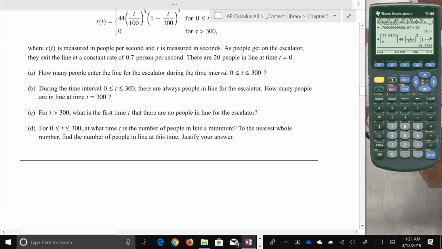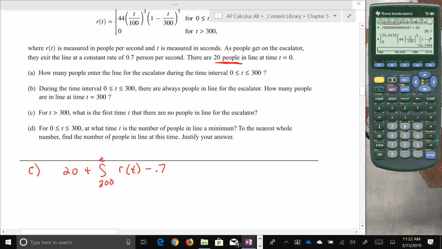All right, so we went for part C where we wanted to find the time above 300 where there was no people in line. And so we basically had to set up this. So for part C, we took the initial amount of people in line because we can't forget those guys, all right? And then we added the integral from 300 up to some time of the amount of people entering the escalator minus the amount of people exiting.